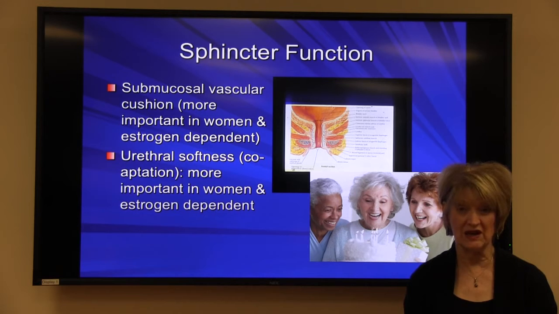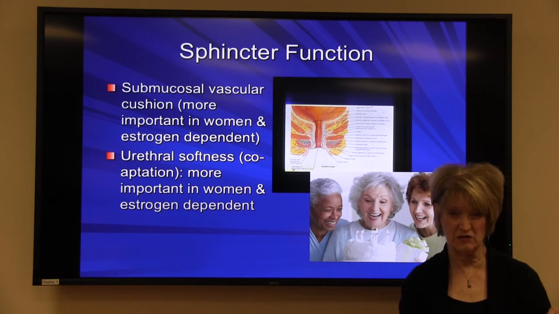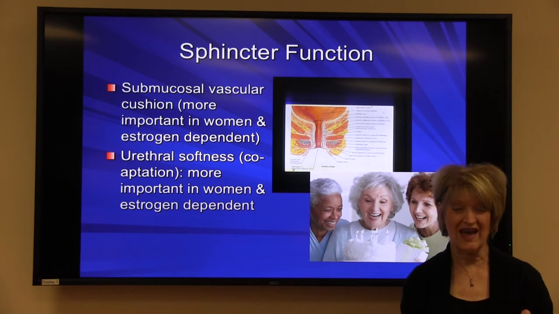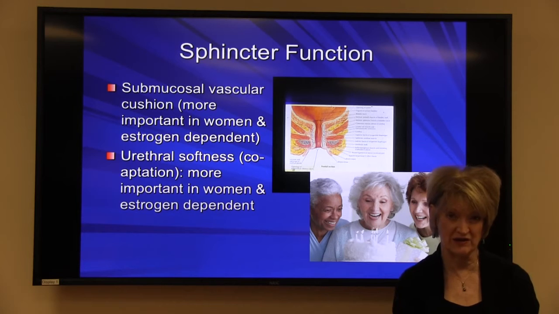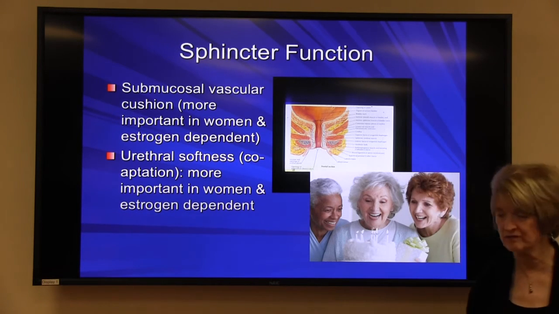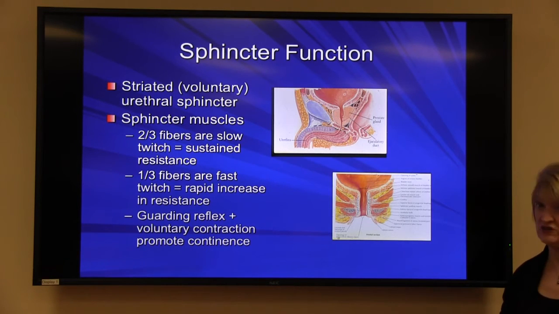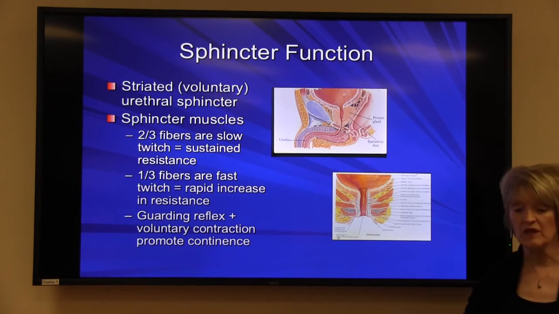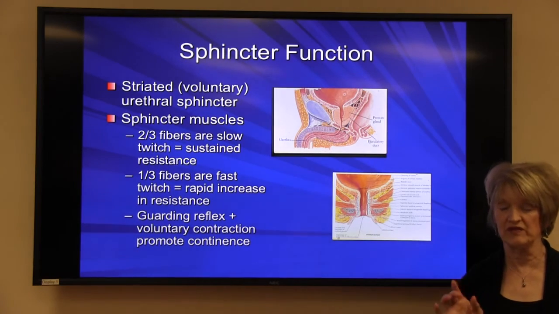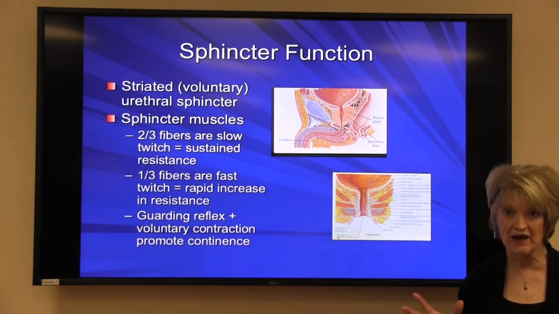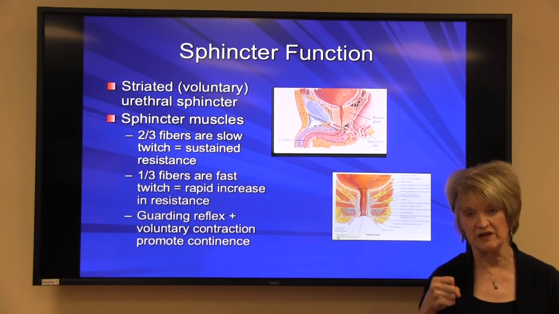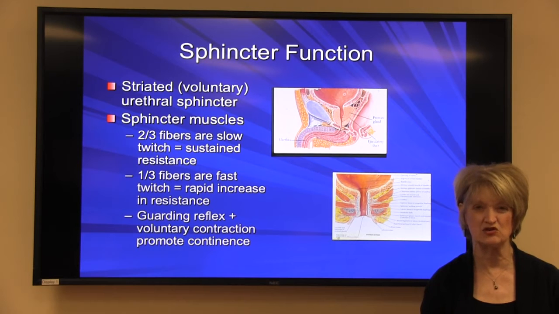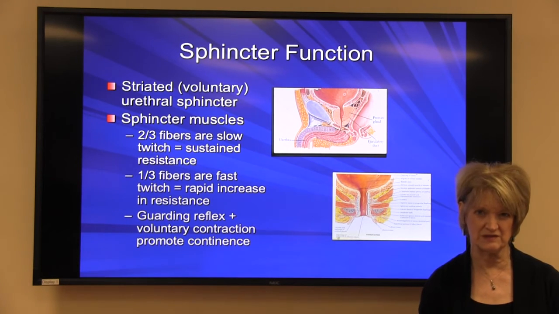Loss of estrogen and the negative impact on that submucosal vascular cushion and on urethral coaptation can be a contributing factor, never the causative factor, but a contributing factor. Well, what about the sphincters themselves? We've already talked briefly about the fact that the bladder neck is a component of the sphincter mechanism, and it is controlled by the autonomic nervous system.